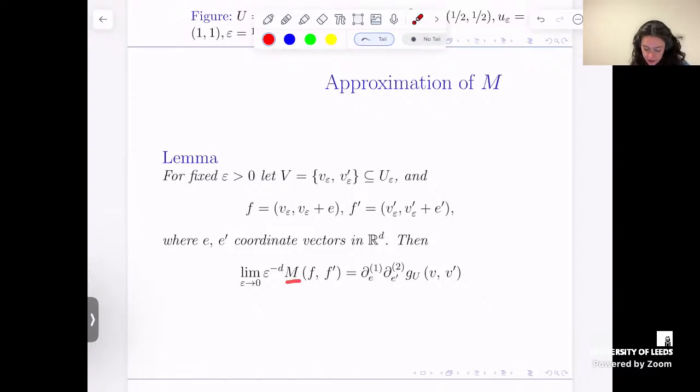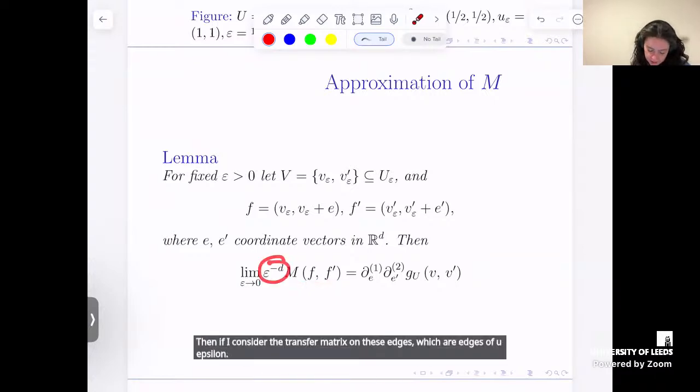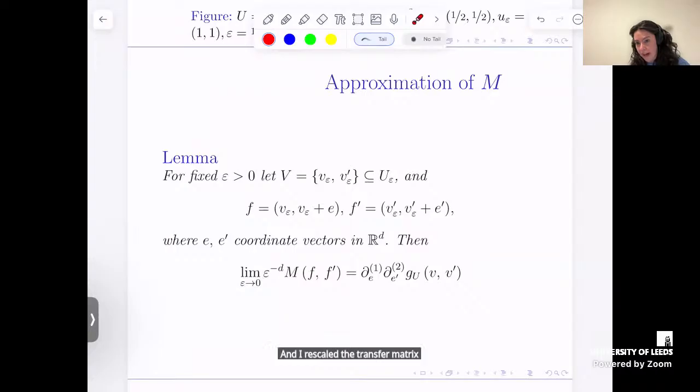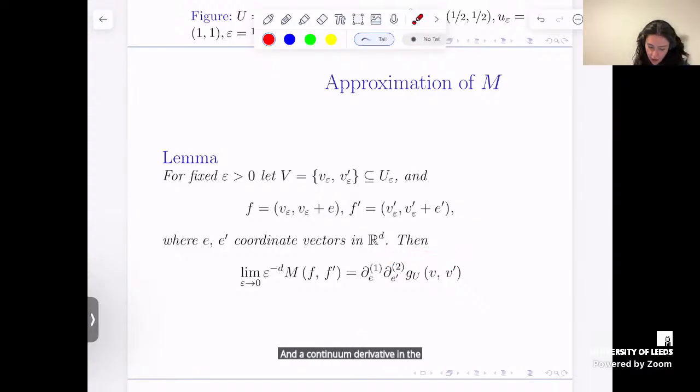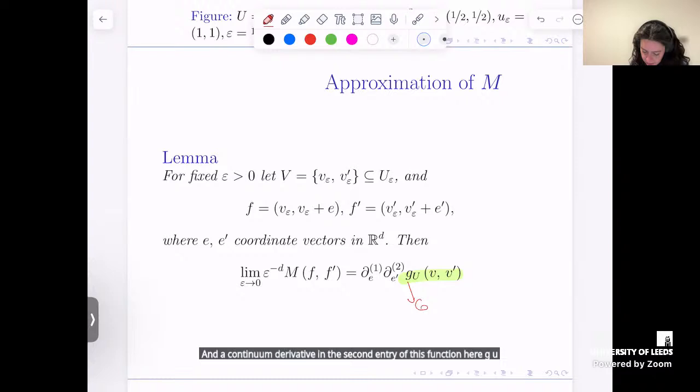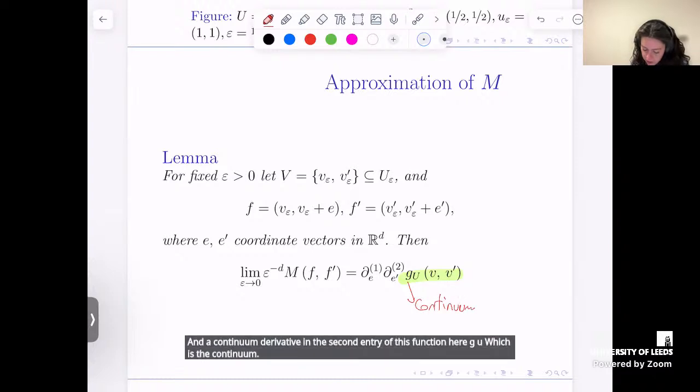Then if I consider the transfer matrix on these edges, which are edges of u epsilon, and I rescale the transfer matrix by epsilon to the minus d, what I'm going to converge to is a double derivative. So with this notation, here I mean that I'm taking a continuum derivative in the first entry and a continuum derivative in the second entry of this function here, gu, which is the continuum Green's function.